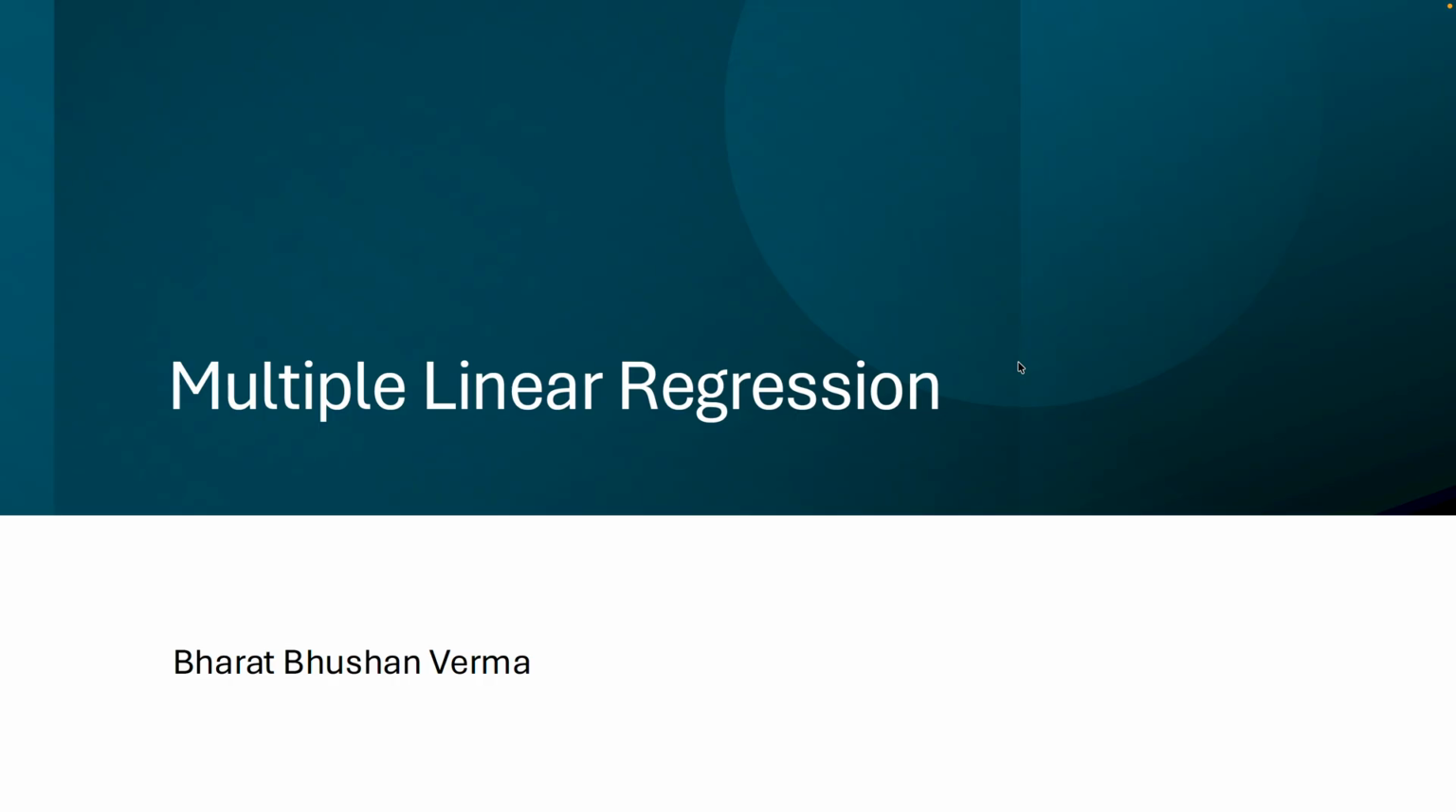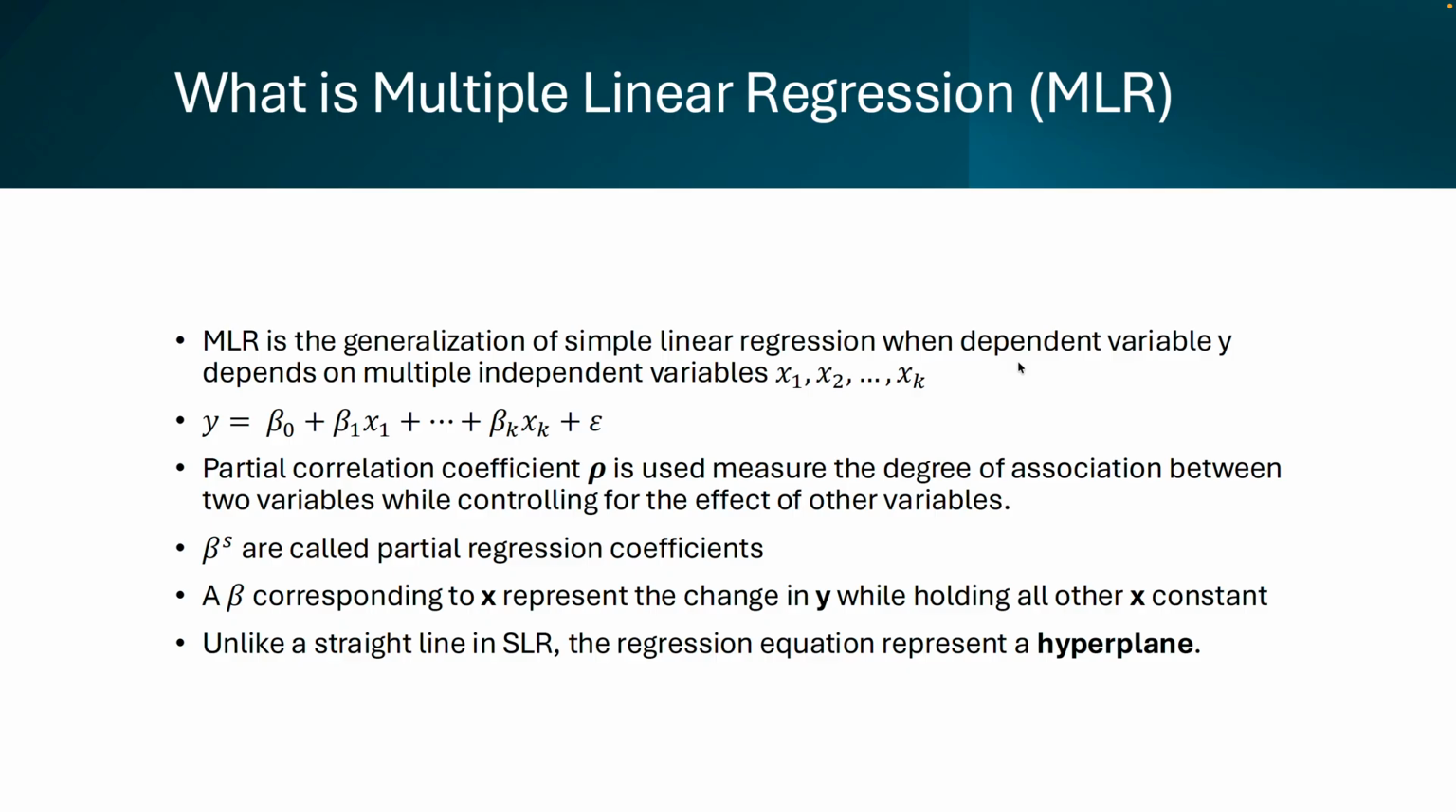Multiple linear regression. Multiple linear regression, often abbreviated as MLR, extends the concept of simple linear regression when the dependent variable y depends on multiple independent variables, which can range from x1, x2 until, let's say, k, when k independent variables determine the value of y.